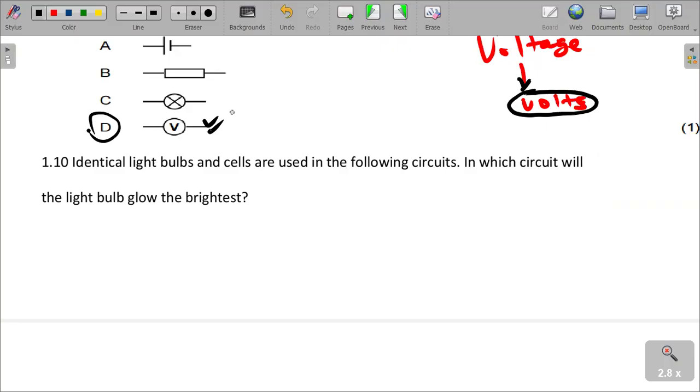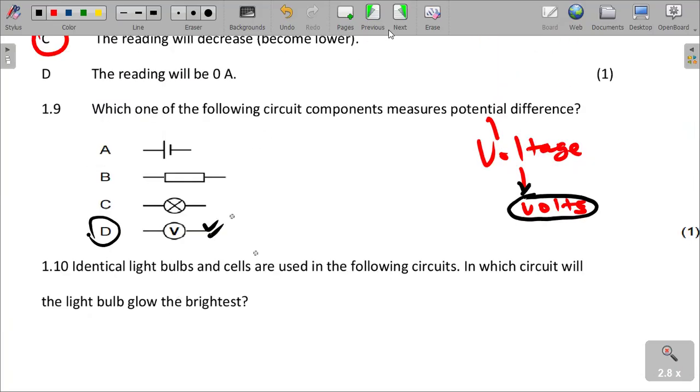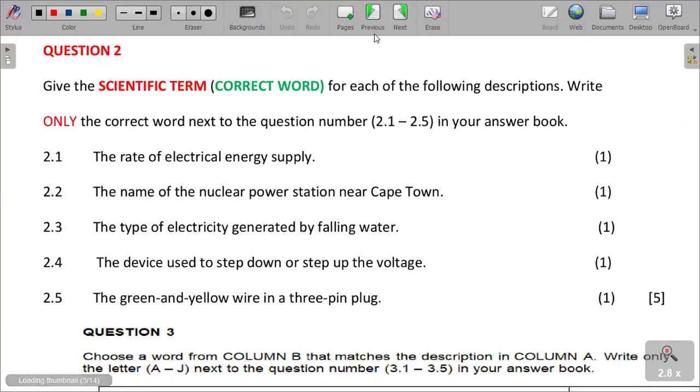Identical light bulbs and cells are used in the following circuits. In which circuit will the bulb glow the brightest? Which circuit would glow the brightest?